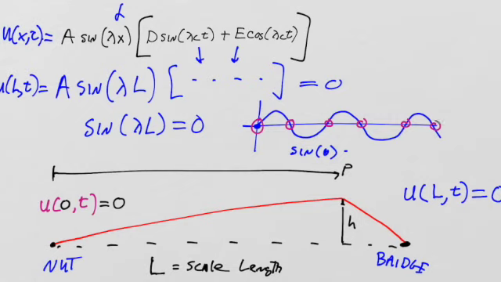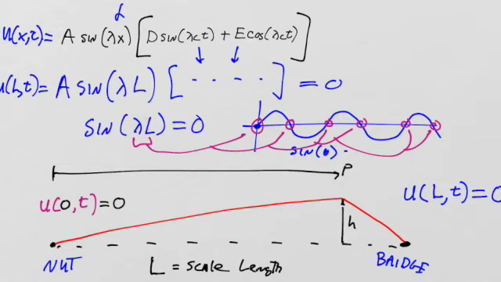So in order for the sine of lambda L to equal 0, lambda L must be one of these numbers. It doesn't matter which number; it can be any one of those numbers, and sine of pi L will equal 0. We know L is our scale length, so the thing that we're choosing is lambda. And this is the requirement that lambda has to satisfy.